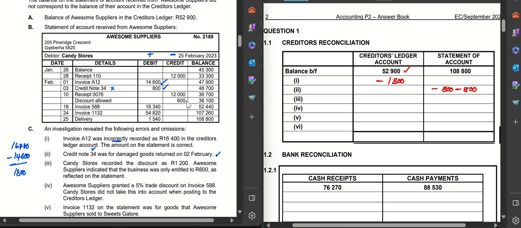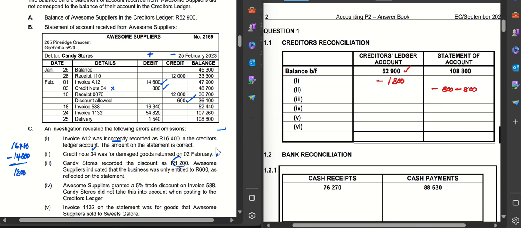So here we've recorded a discount of 600 on the statement, but in our books we had recorded a discount of 1,200. So they are telling us that we have recorded an incorrect discount. Remember, when we record discount, we minus. So we went and we said minus 1,200.